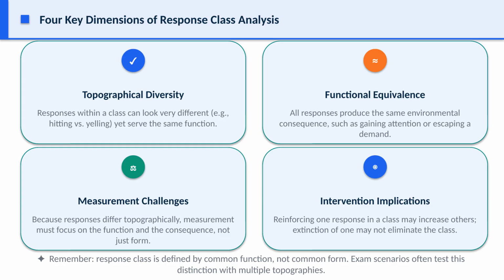This creates a measurement challenge because you cannot simply count a single form of behavior. Instead, you must track the consequence that maintains the class. For intervention, reinforcing one response within the class can inadvertently increase other members of that class. So extinction applied to one topography may not eliminate the entire class unless you address the maintaining consequence. On the exam, you may be asked to identify which responses belong to the same class or to design an intervention that targets the function rather than the form.